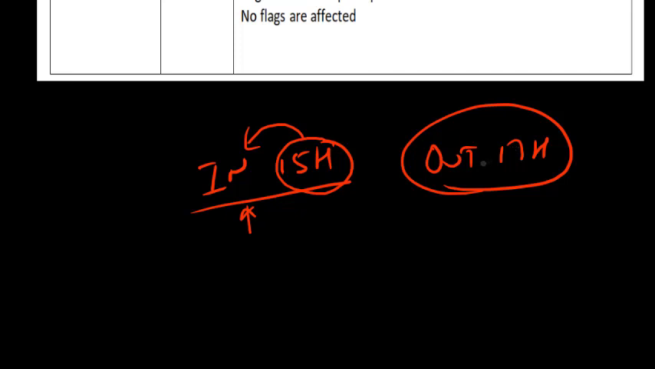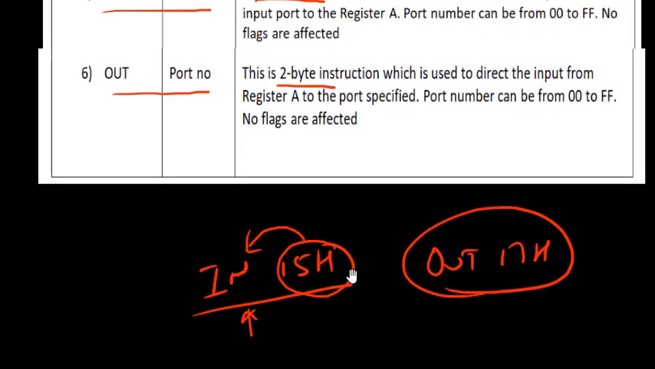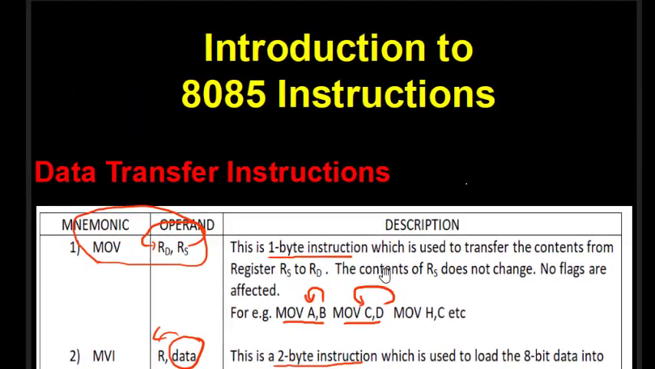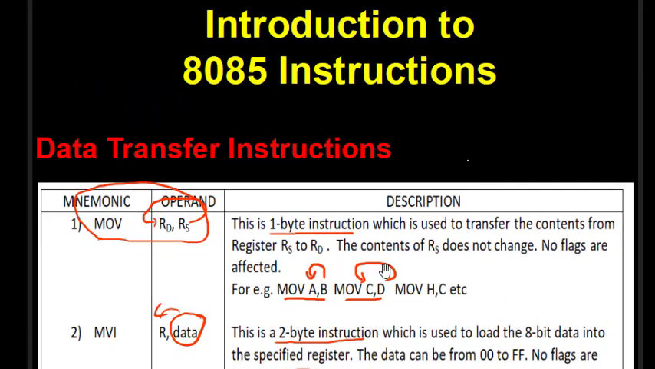So this instruction can be used to direct the output to an output device from the accumulator. So these are some of the data transfer instructions. Now we'll do some programs based on this. So we'll see how to write a program and how to execute it.